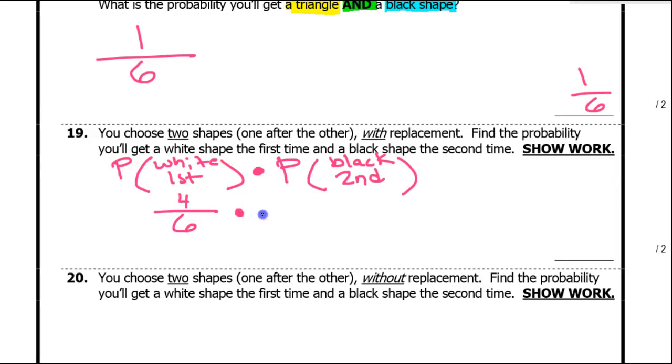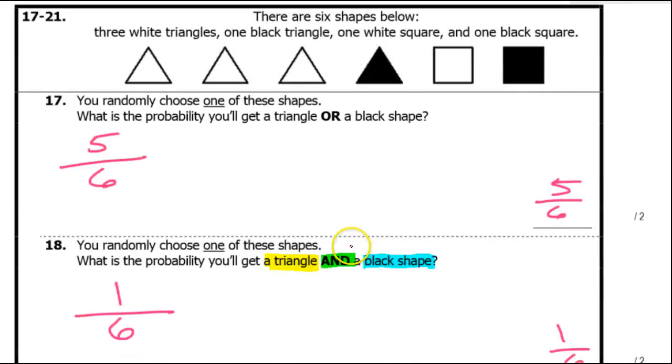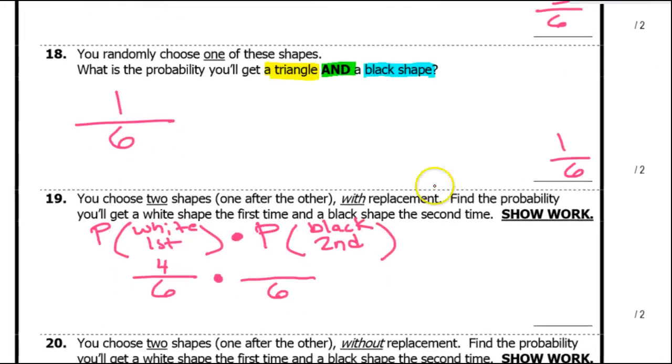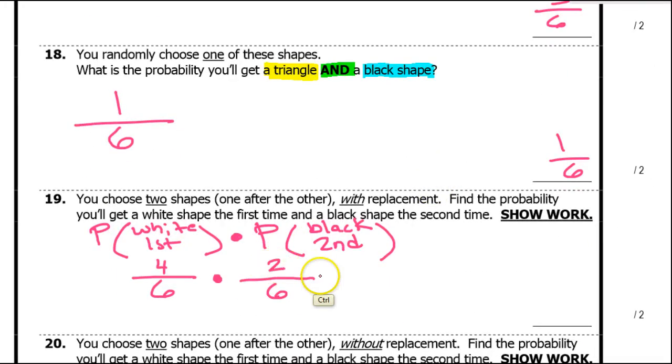Next, we have the probability of black. Because we're doing replacement, with replacement means we put the first shape back. We started fresh, so we still have 6 shapes. Now, black shapes. How many black shapes are there? 2. All right, so that's 2 out of 6. So we just need to figure out what this is.